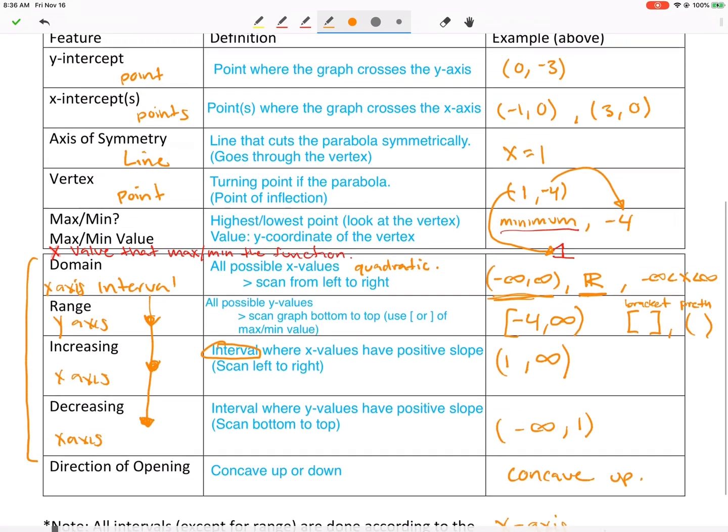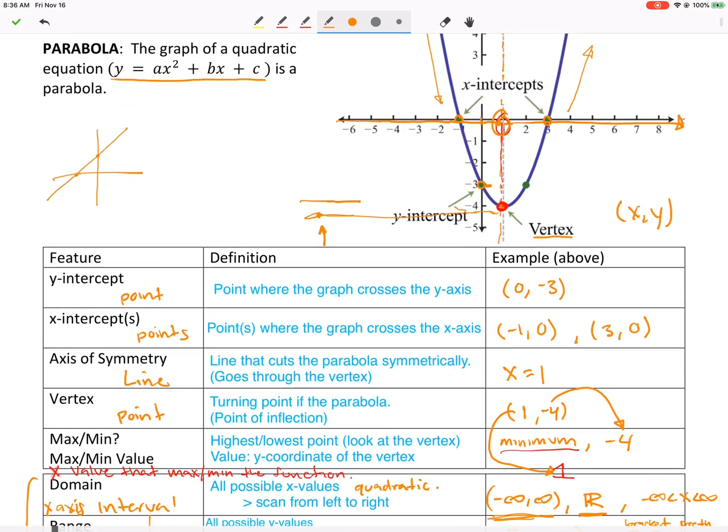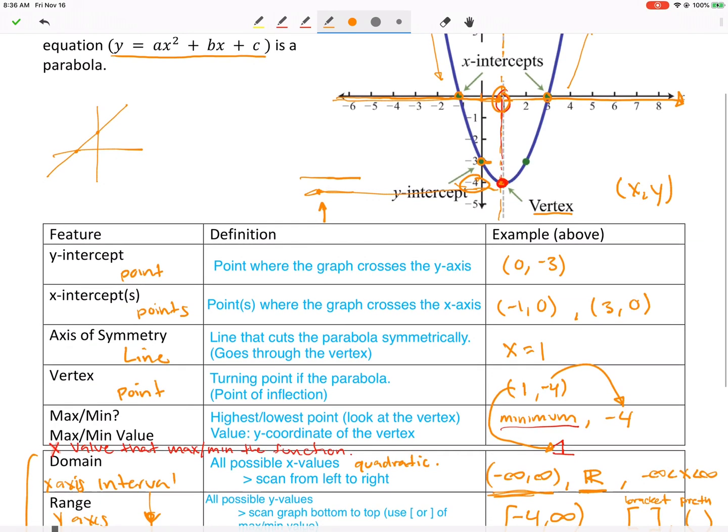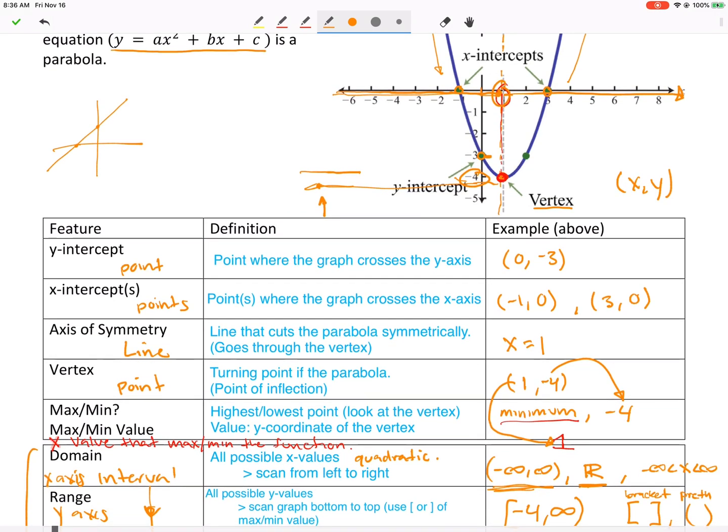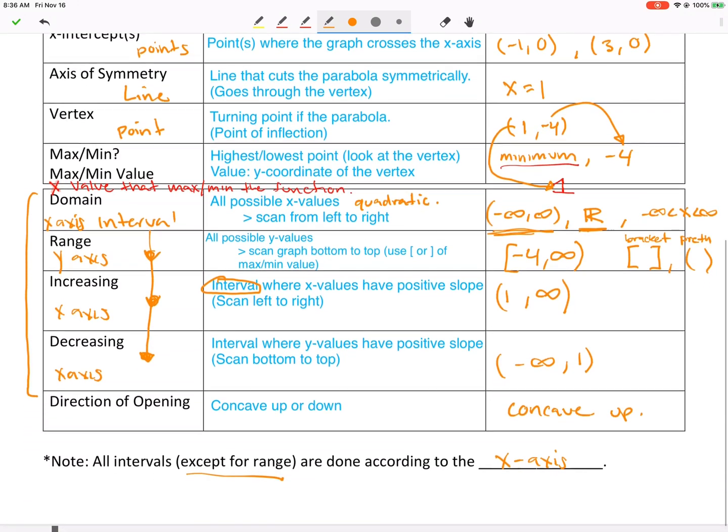So make sure when you're doing increasing and you go from this point until it stops decreasing, we don't put -4 in, we don't put this value in. We put it into our x value. So from -infinity to 1, we don't ever do -infinity to our y value, which is -4. Okay. All right.